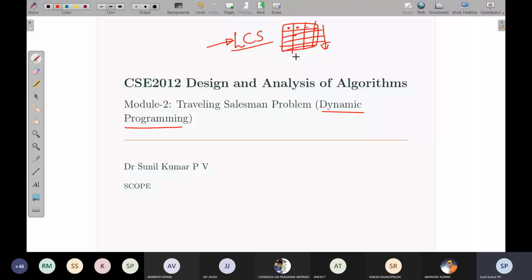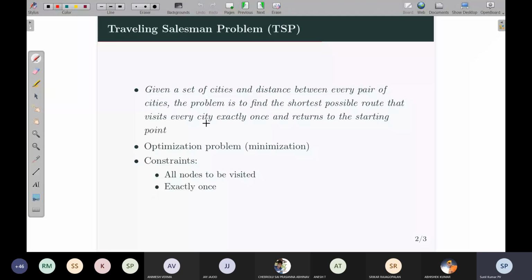For LCS we had one method. Now we have the traveling salesperson problem using the dynamic programming approach. So there is nothing to worry about here. Whatever is written in italics is just a copy of the previous slide, so this we already know.